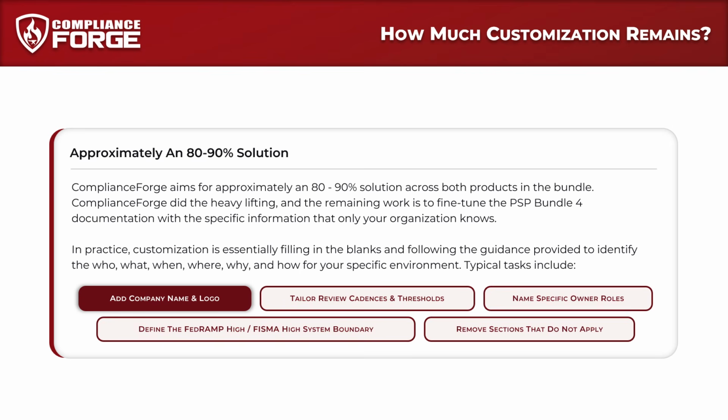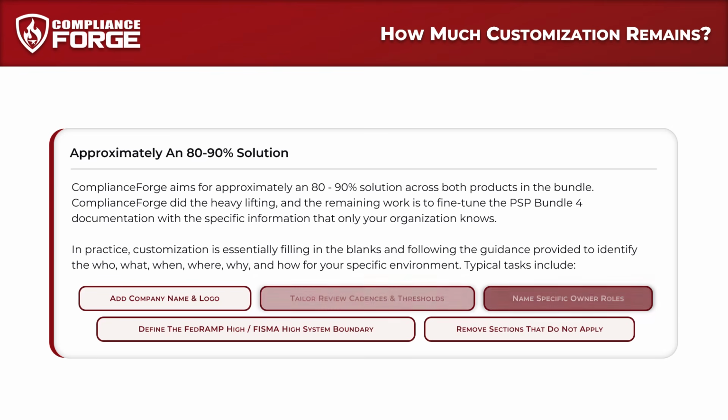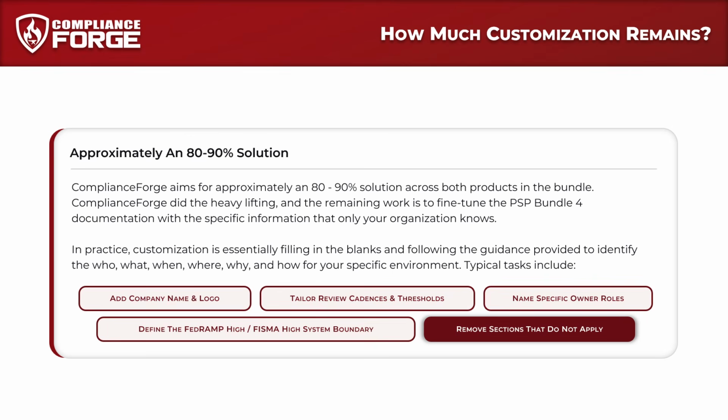Adding your company name and logo, which is applied automatically to both documents. Tailoring parameters, such as review cadences and thresholds. Naming specific owner roles. Defining the system boundary for FedRAMP High or FISMA High scope. And removing sections that do not apply to your organization.